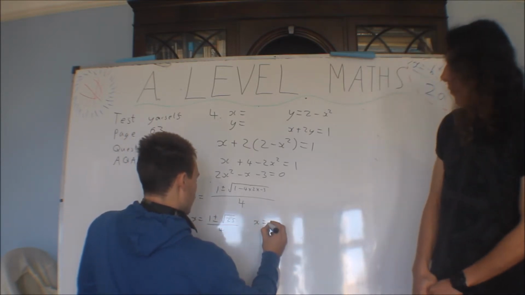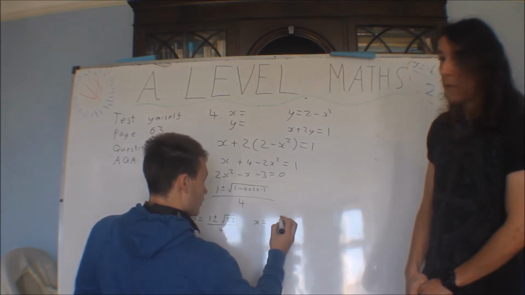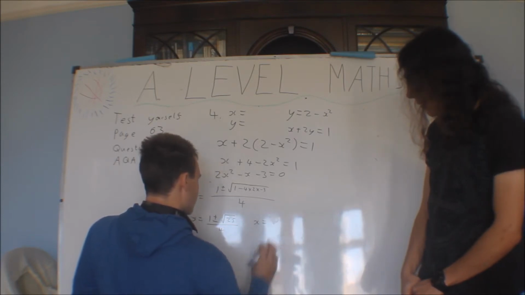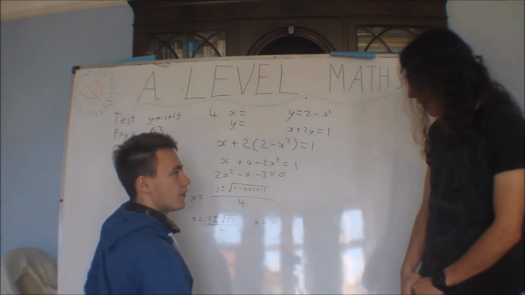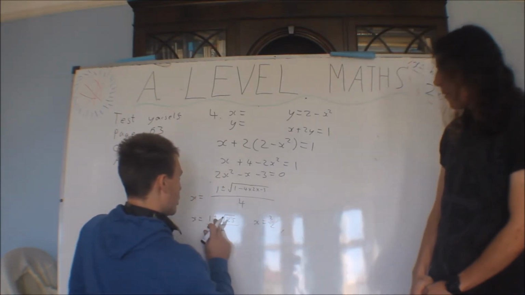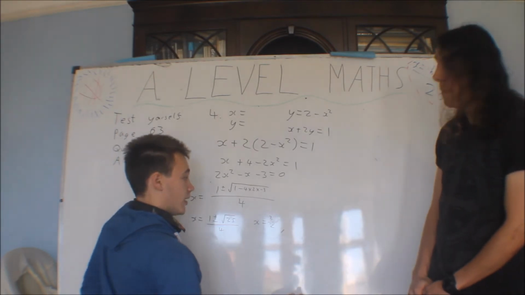So x equals 1 plus 5 is 6 over 4. Is that right? 6 over 4 is 3 over 2, isn't it? Yeah, sorry, not 2 thirds, my bad. Yeah, 3 over 2. And the other one is going to be 1 minus 5, which will be minus 1.